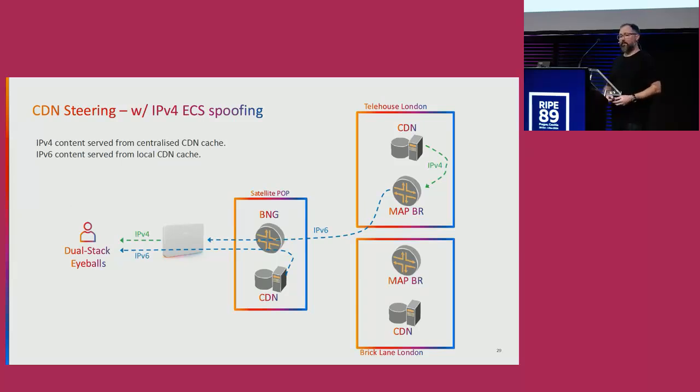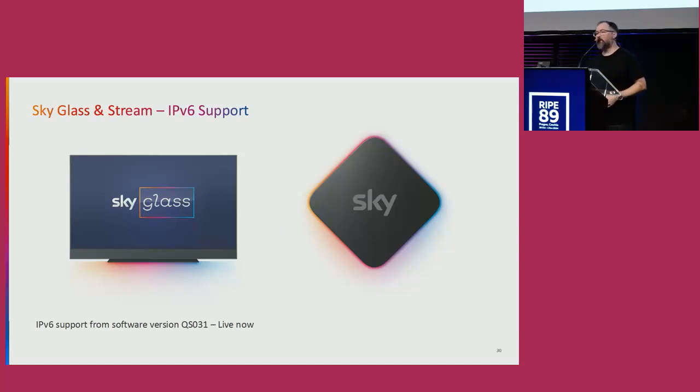So again, happy path now for both. IPv6 eyeballs can go direct to the local CDN cache, but IPv4 eyeballs can be steered towards the centralized CDN cache. We now have a vested interest in making as much of our content as possible IPv6. Both of our flagship video products, Sky Glass and Sky Stream, are now supporting IPv6 since QS031, which is already live.